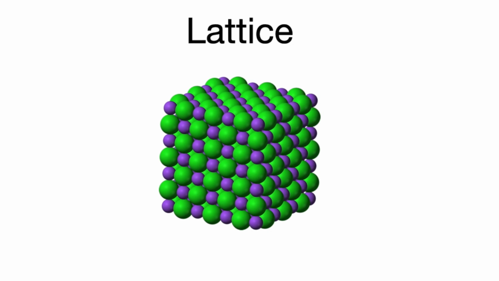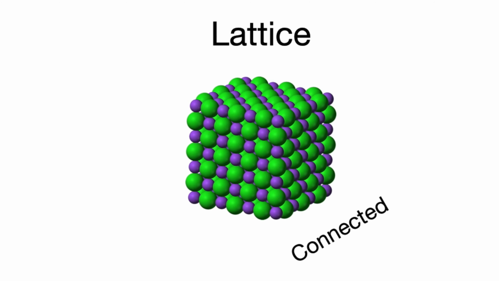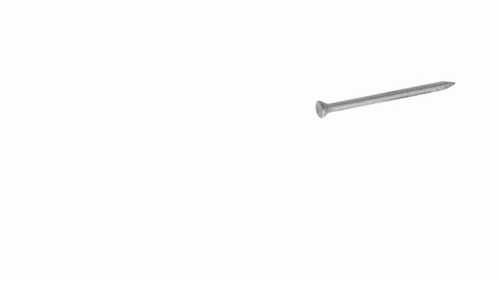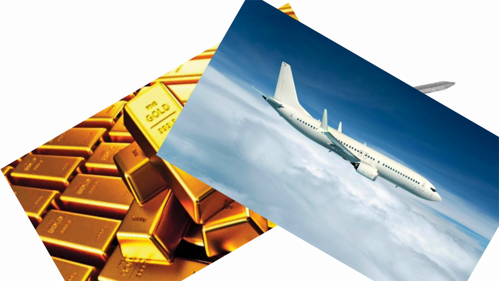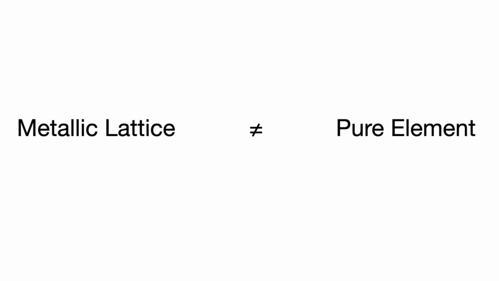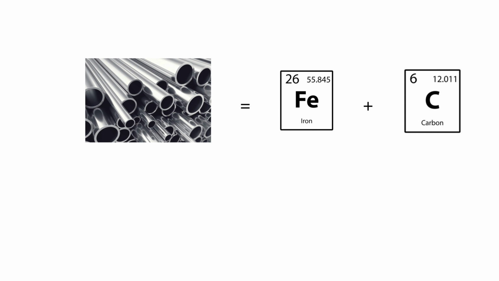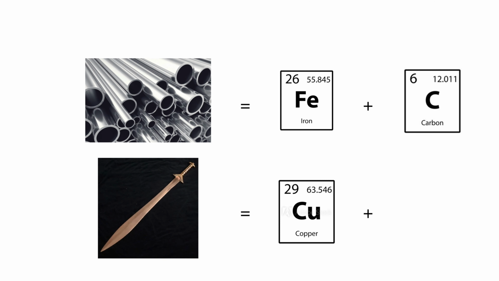Lattices are groups of atoms all loosely connected to each other, rather than monatomic atoms and molecular elements which are separated. For this reason, all metallic lattices are solids at room temperature, except for mercury. Not all metallic lattices are formed of one element. Some are, such as gold and iron, but others, such as steel, an alloy of iron and carbon, and bronze, an alloy of copper and tin, still fall under the category of metallic lattice, while not containing one element.